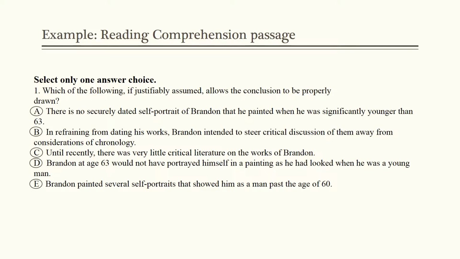Now, since the argument does not depend on the existence or absence of other self-portraits, choices A and E are incorrect. The argument also doesn't depend on Brandon's motivation for not dating his works or upon the lack of literature about his work, and therefore choices B and C are incorrect. That leaves us with choice D. Brandon at age 63 would not have portrayed himself in a painting as he had looked when he was a young man. That is in fact the correct answer.